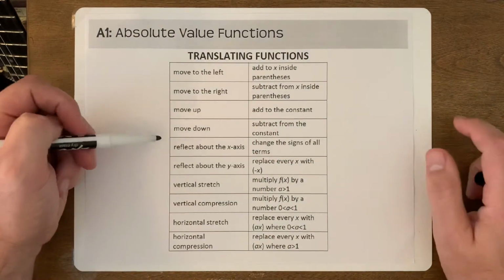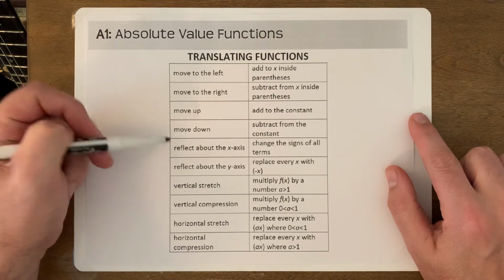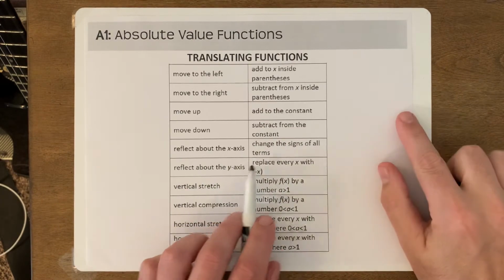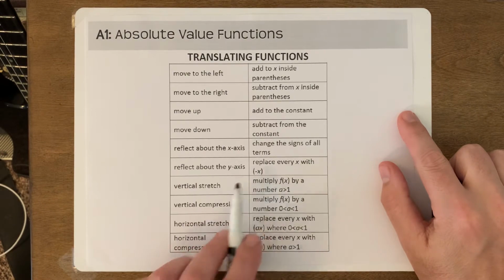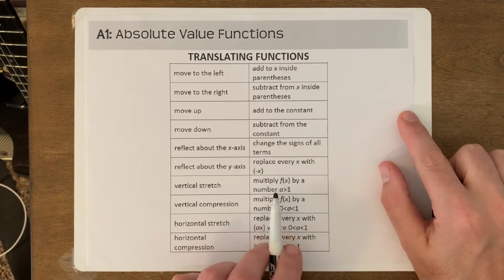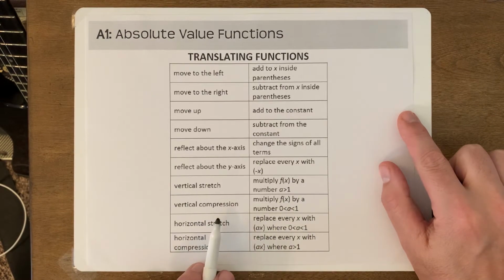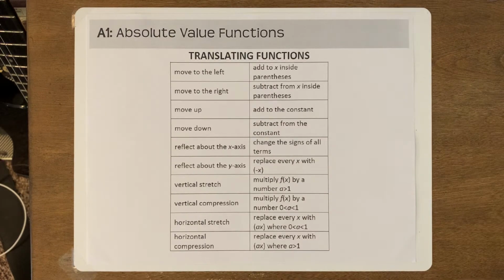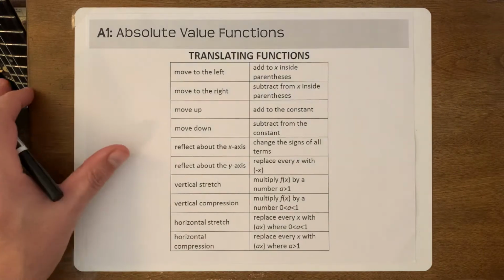All right, so in this video, we're going to talk about reflecting about the x-axis, which means you change the signs of all the terms in your function. When you reflect about the y-axis, you replace every x with negative x in parentheses. For a vertical stretch, you're going to multiply your function by a number bigger than 1. For a vertical compression, you're going to multiply your function by a number between 0 and 1, which is usually a proper fraction. For a horizontal stretch, you're going to replace every x with ax, where a is a proper fraction. And for a horizontal compression, you replace every x in the function with ax, where a is larger than 1. So the most challenging of these transformations is going to be the stretches and compressions.